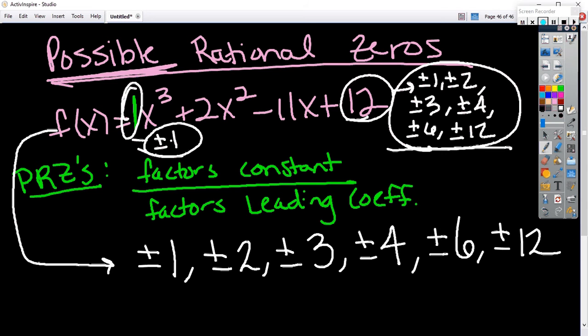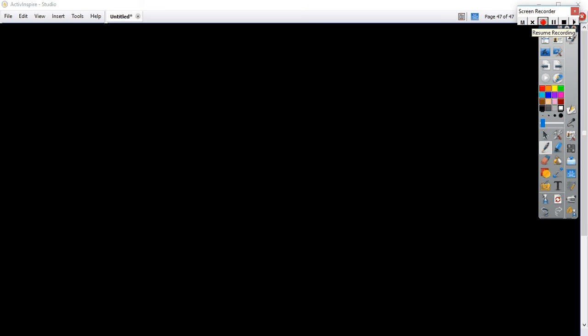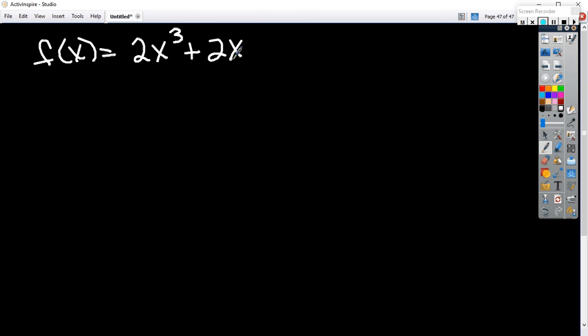Everybody look at this one with me for just a minute. Do you have to write the f of x all the time? It just lets me know that it's a function. It's like saying y equals. Let's say I had 2x cubed plus 2x squared minus 8x minus 8.